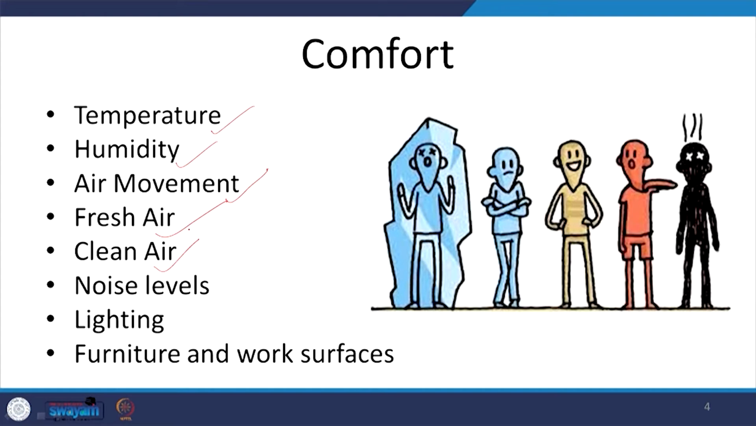While we are talking about green buildings, we also take into account the noise levels, the acoustic comfort, and the lighting comfort, whether an adequate amount of lighting is available. So, the desired lux levels, the illuminance levels, whether they are met or not. And then we also talk about the furniture and work surfaces, what kind of layout, and whether sufficient lighting, thermal comfort, etc. is available on the work surfaces or not. These are the criteria to decide whether a space is comfortable or not.